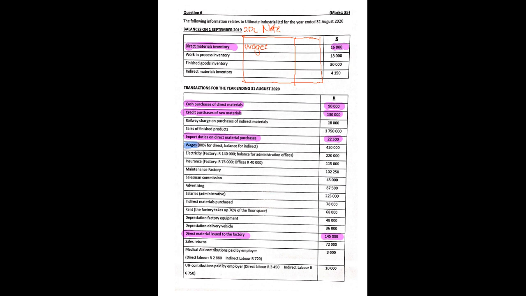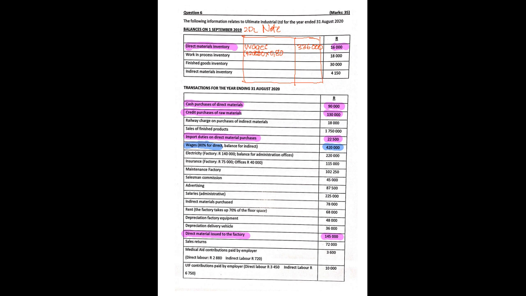So here it says that 80% is your direct labor of the 420,000 Rand. So you're going to work out 420,000 Rand multiplied by 80%. And that's going to tell you that your actual wages for your direct labor is 336,000 Rand. Now, you do need to show the working out of these because there are marks allocated to it. So please make sure you show that.